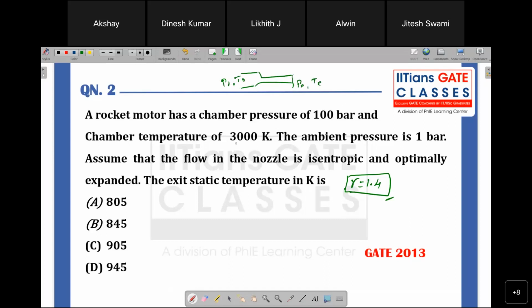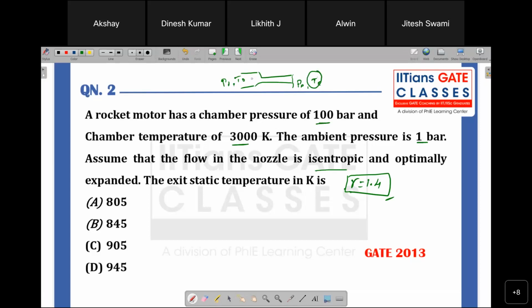They are given that the chamber temperature T naught is 3000 Kelvin, the chamber pressure P naught is 100 bar, and the ambient pressure PE is 1 bar. They are asking what is the exit static temperature, that means what is the temperature value at the exit. They also say to assume the flow in the nozzle is isentropic.